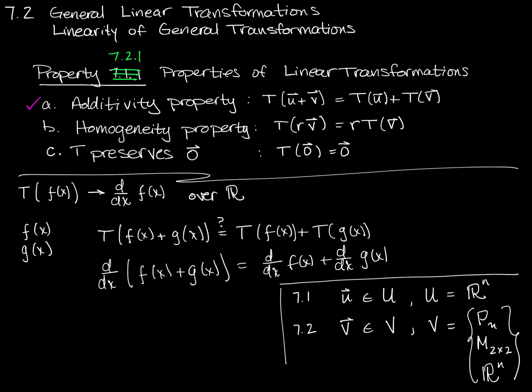Now I'm going to do the same thing for the homogeneity property. Put a dotted line down here. Is it true that if I take the derivative, let me write the property first. That's what I did in the space above here. I want to check that the transformation of some real number times a function is equal to a real number times the transformation of the function.